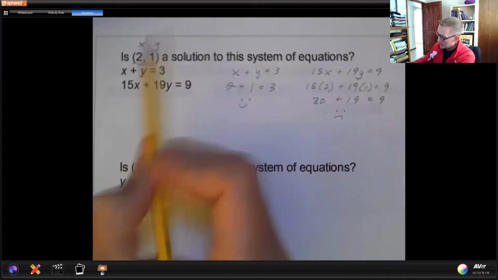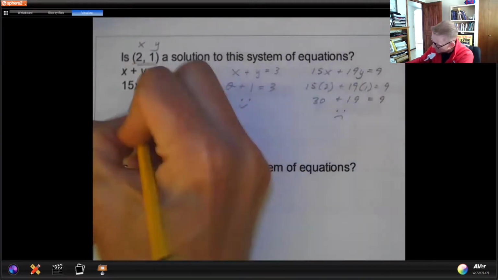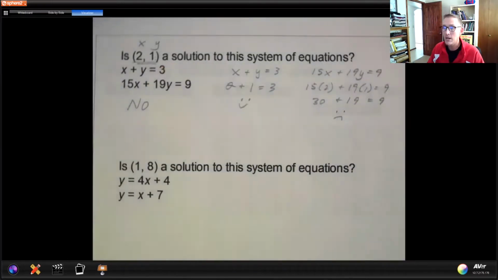So when the question asks, is this the solution to the system? You would now answer, no, it is not. And the reason it is not is because it didn't work in both equations. What would happen is that 2, 1 would actually land on this line, but it wouldn't land on the line for the second equation. And in order for it to work, it has to be on both of them because it's the point of intersection.